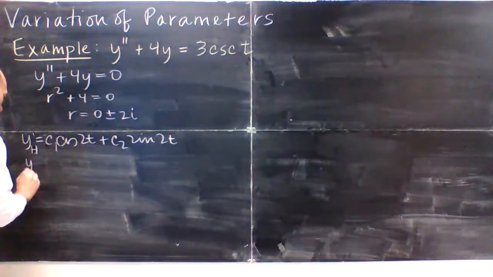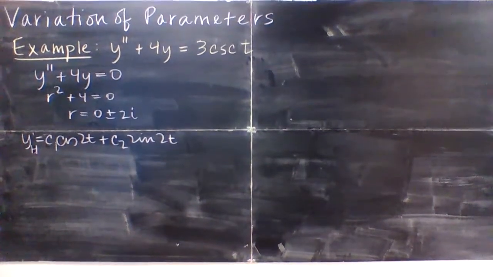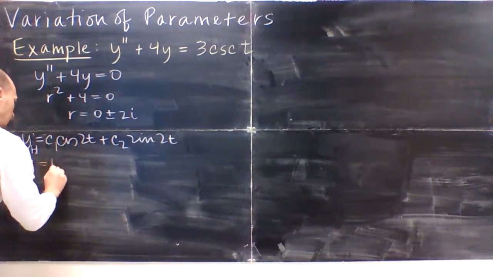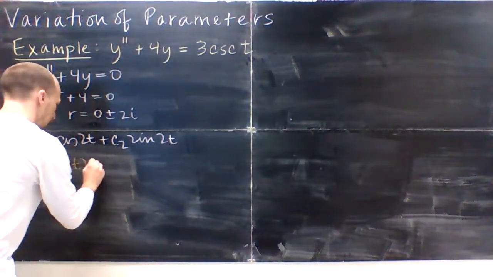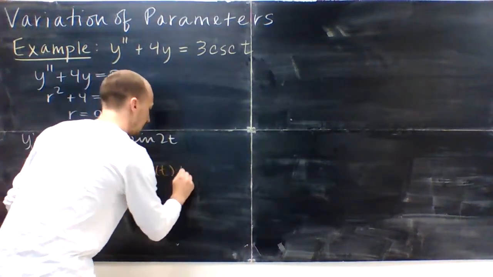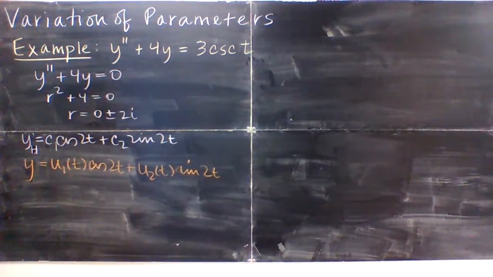So I'm going to say, and maybe this is big enough of an idea that I'll write it in a different color, that the solution y is going to be u1 of t times cosine of 2t plus u2 of t times the sine of 2t. Okay? And I think I'm just going to take the derivative of this thing.